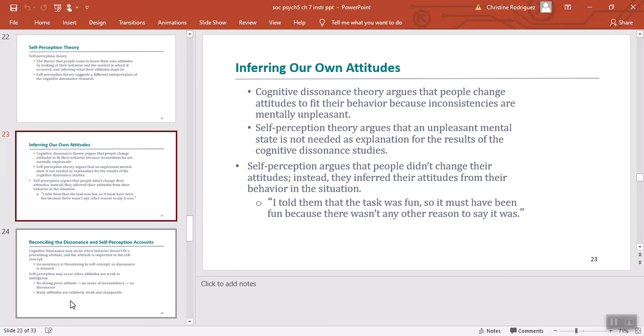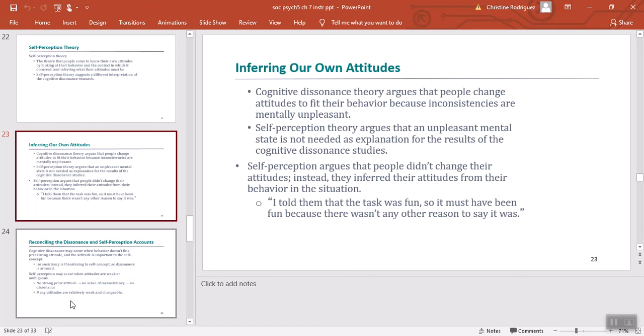On the other hand, self-perception theory makes the argument that you don't need to have an unpleasant mental state to develop attitudes. In fact, self-perception theory argues that we don't change our attitudes. Rather, what happens is that we act, or we behave in a particular situation, and then we infer our attitudes from our behavior. So, for example, I told them the task was fun, so it must have been fun because there wasn't any other reason to say it was.